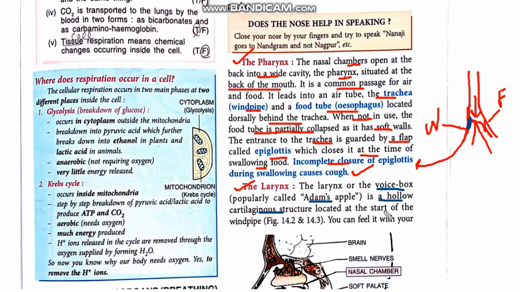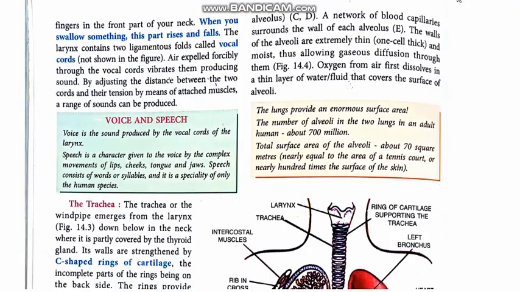What is the location of the larynx? It is located at the start of the windpipe, and you can feel it with your fingers in the front part of your neck. When you swallow something, this part rises and folds. The larynx contains two ligamentous folds known as the vocal cords.